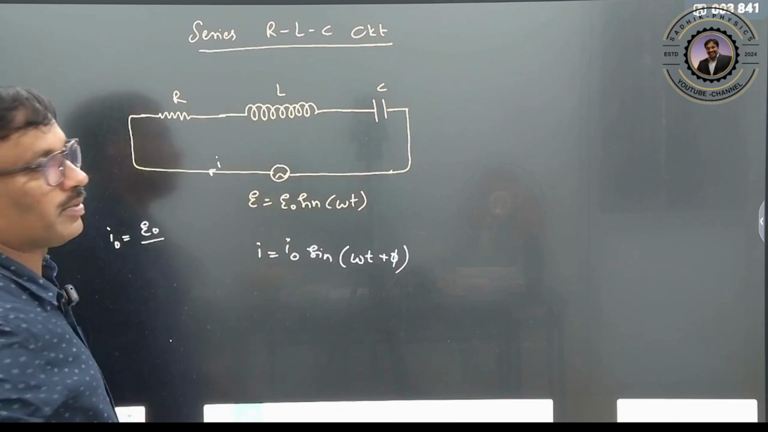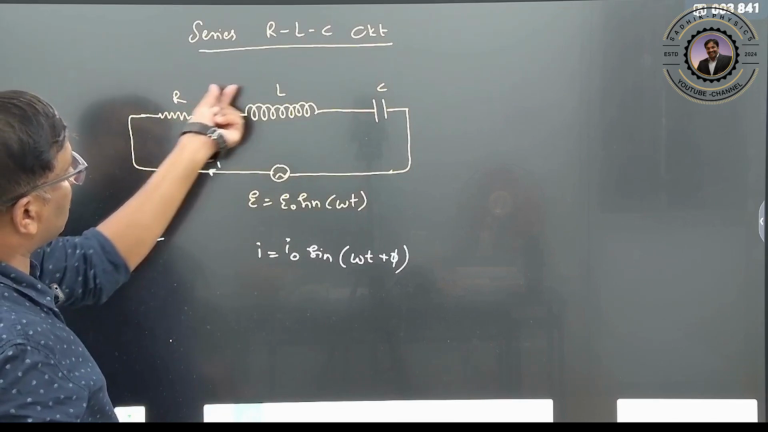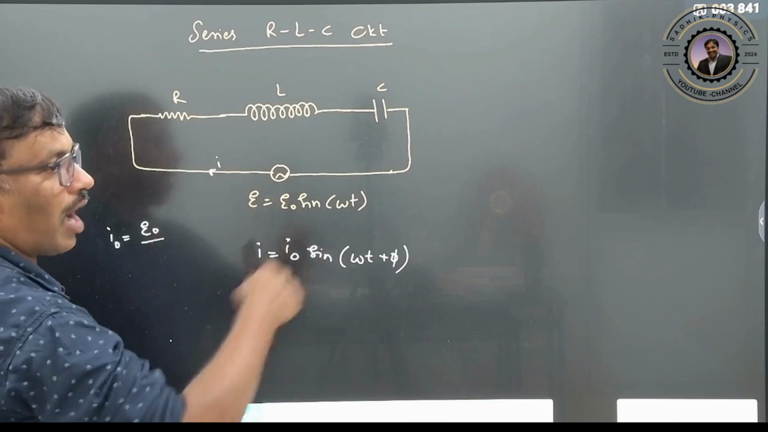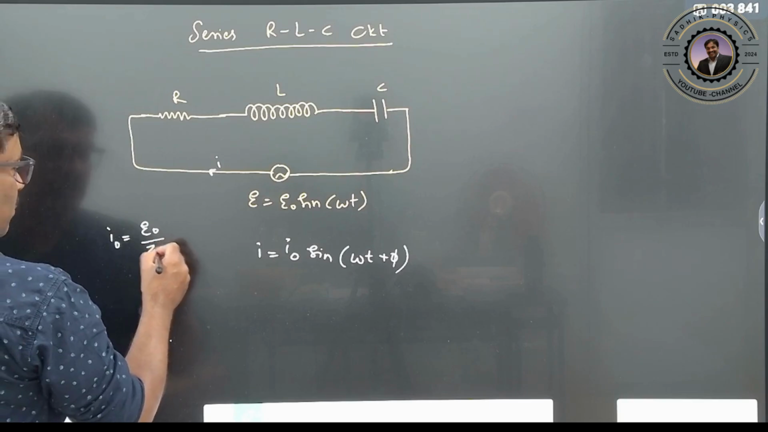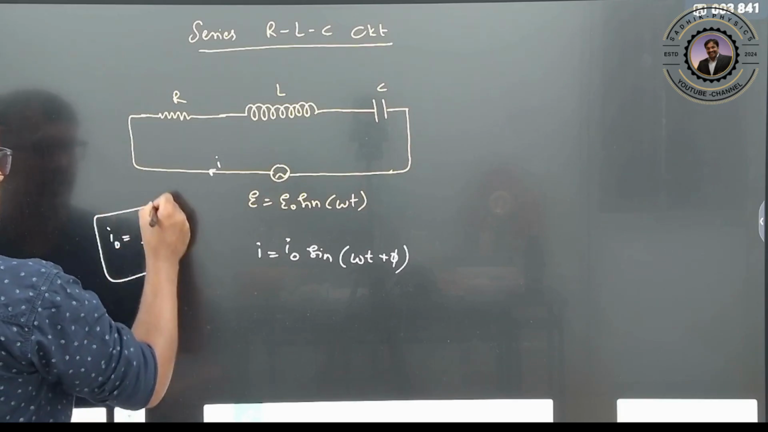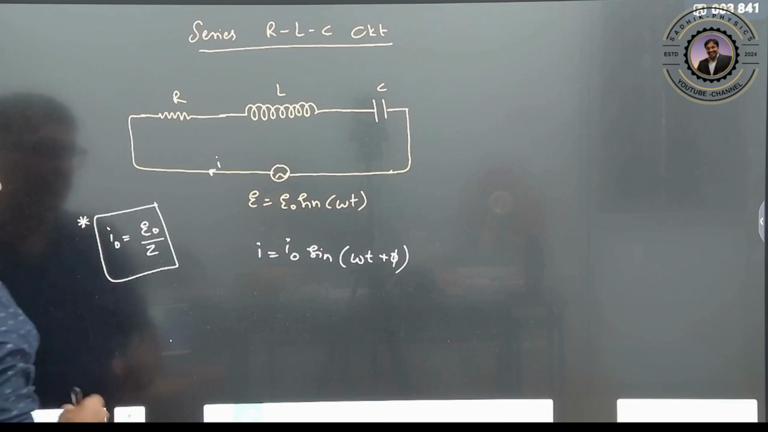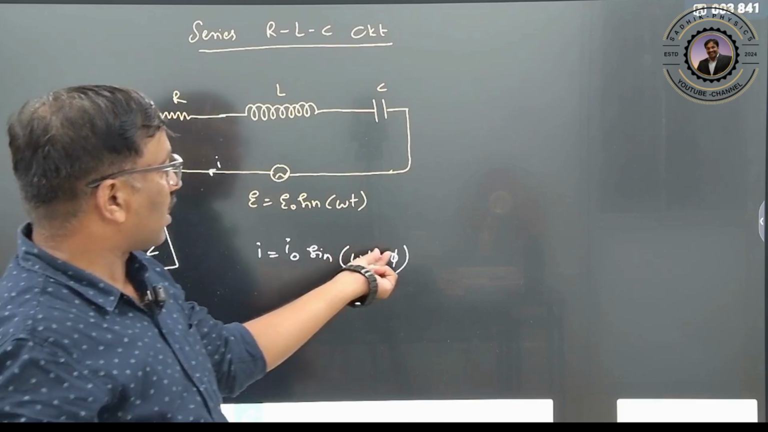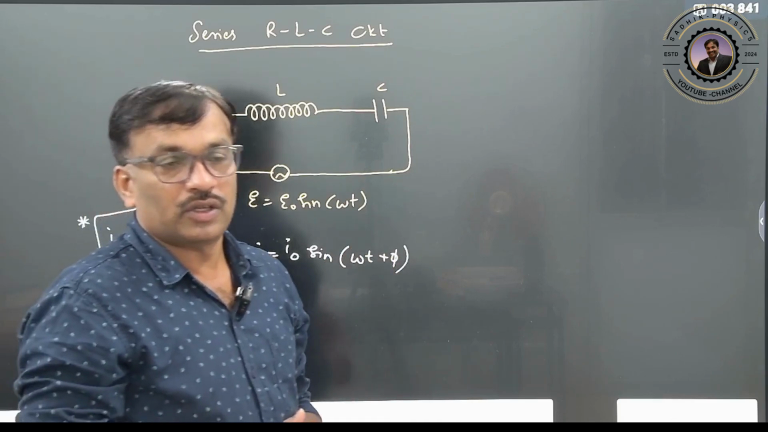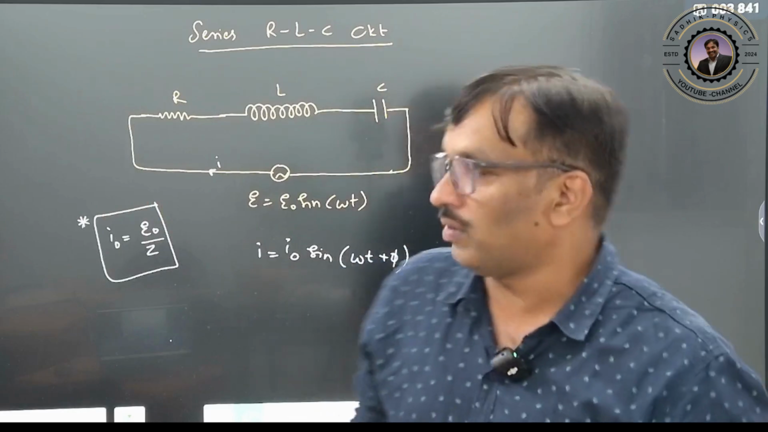Total resistance means not only the resistance but also the reactances, the total opposition by this circuit, which we call the impedance, Z. So here you have to calculate this impedance and the phase difference. So how to solve such types of problems, let us see.